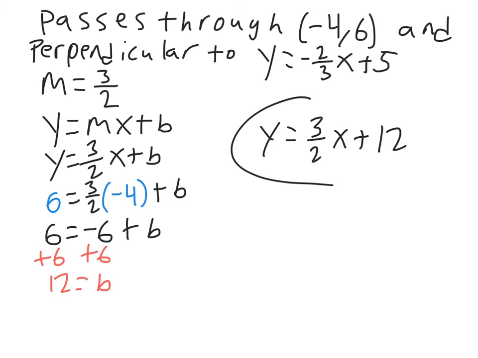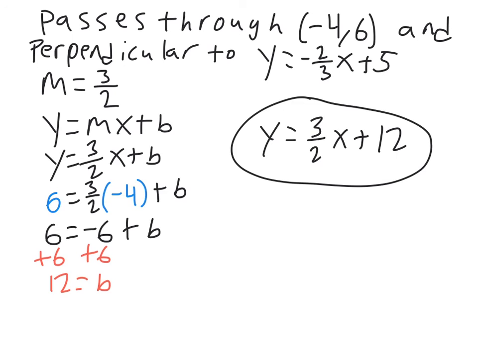So in this case, it was already in slope-intercept form. We take the slope, change the sign, and flip it. Plug the slope into slope-intercept form. Plug the point into slope-intercept form. And then solve for b, and then plug m and b back into the equation.